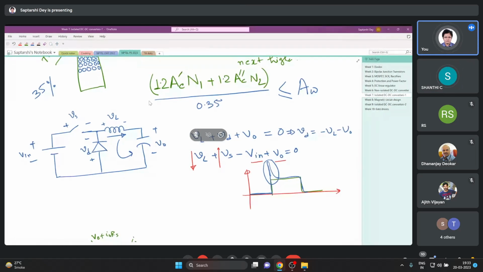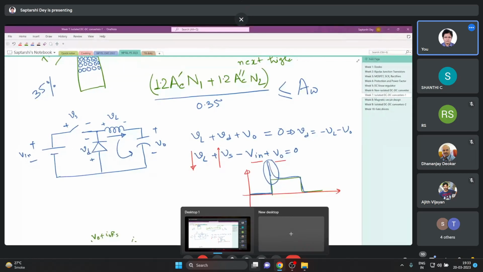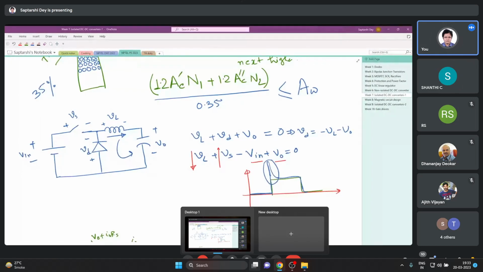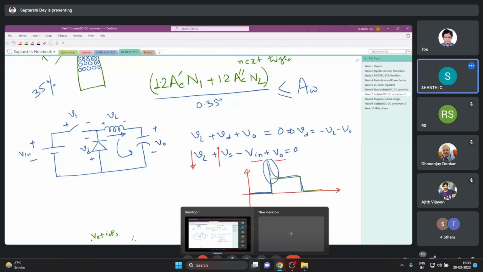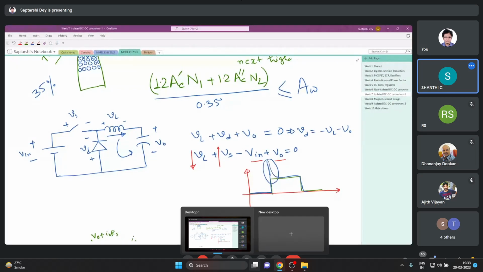Let me see if I get some waveform online. Everyone is showing the ideal. No one is showing. No, I do not get.